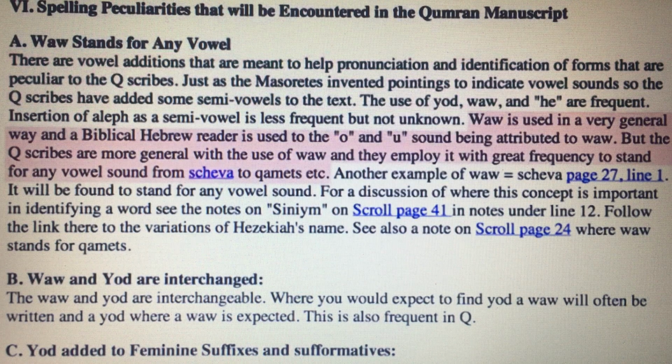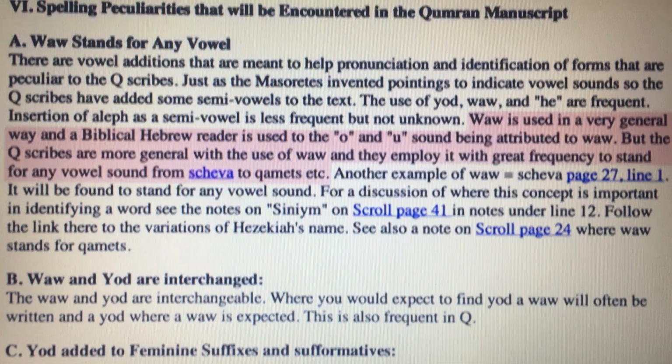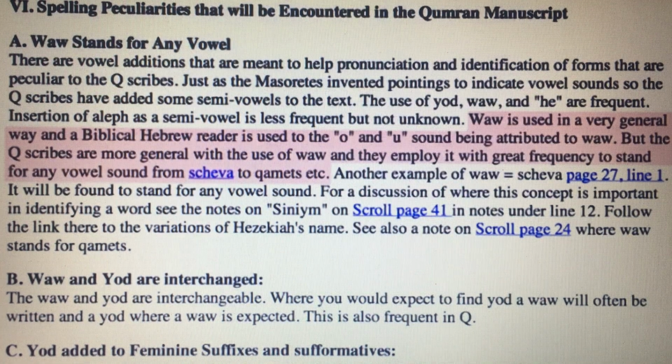Watch this. Right here it says, wa is used in a very general way, and a biblical Hebrew reader is used to the O and U sound being attributed to the wa. But the Q scribes, the Qumran scribes, are more general with the use of wa, and they employ it with great frequency to stand for any vowel sound, from Sheva to Kemetz, etc.